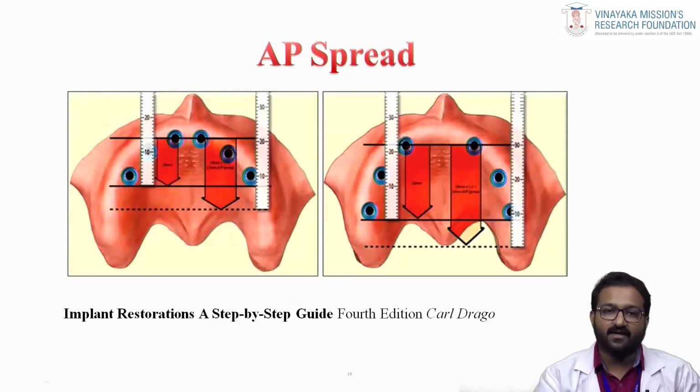So this is AP spread. AP spread is calculated as the length from the middle portion of the most mesial or most anterior implant to the distal portion of the most posterior implant. This length multiplied by 1.5 gives you the amount of cantilever that you can give on a prosthesis. If you exceed this amount of AP spread, there is a lot of possibility of prosthesis failure. So this is what you have to keep in mind.